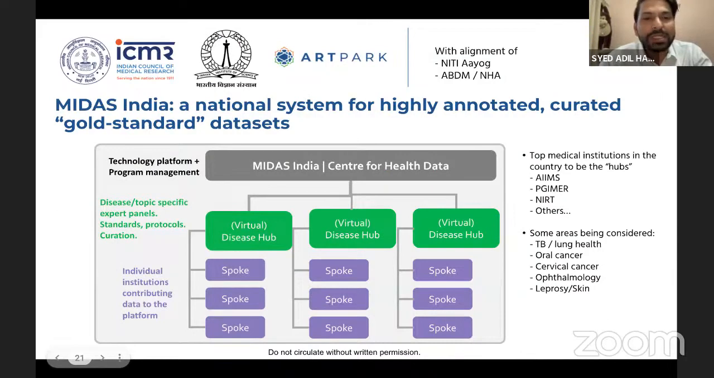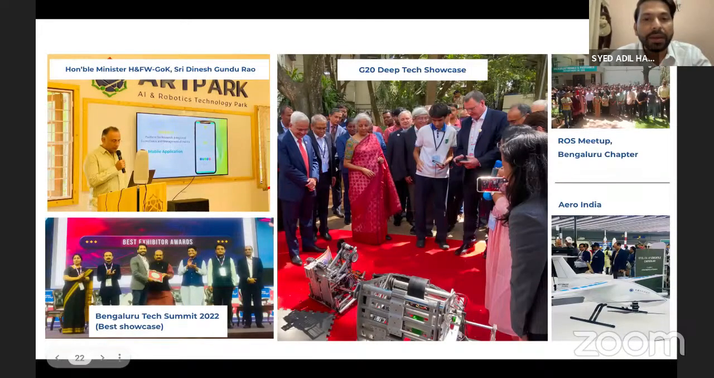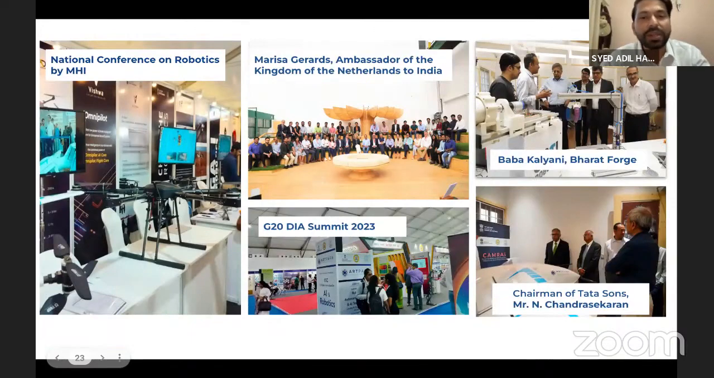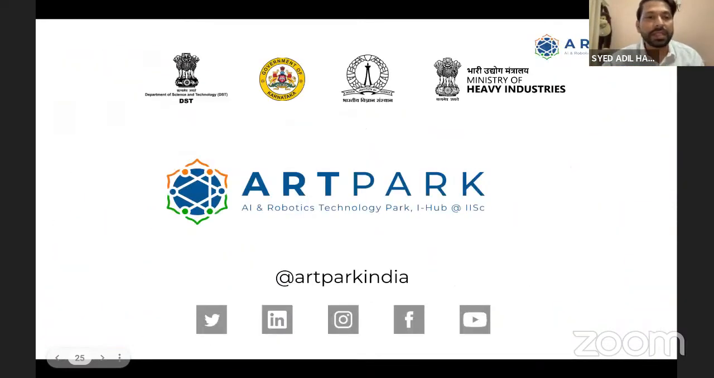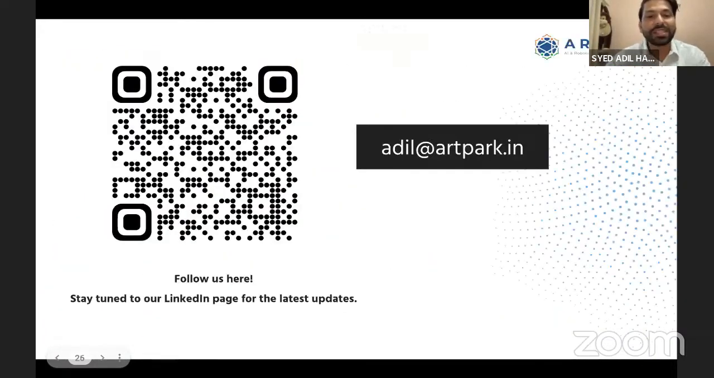The last one is ARTPARK and ICMR, and ISC is the only entity collaborating and collecting the gold standard dataset for healthcare, which will be open source over a while, to predict various healthcare outcomes in India. And these are some of the startups and entities we met. This is our QR code if you want to follow us, and if you want to write to us, I'm available at adil@artpark.in for anything to collaborate on.